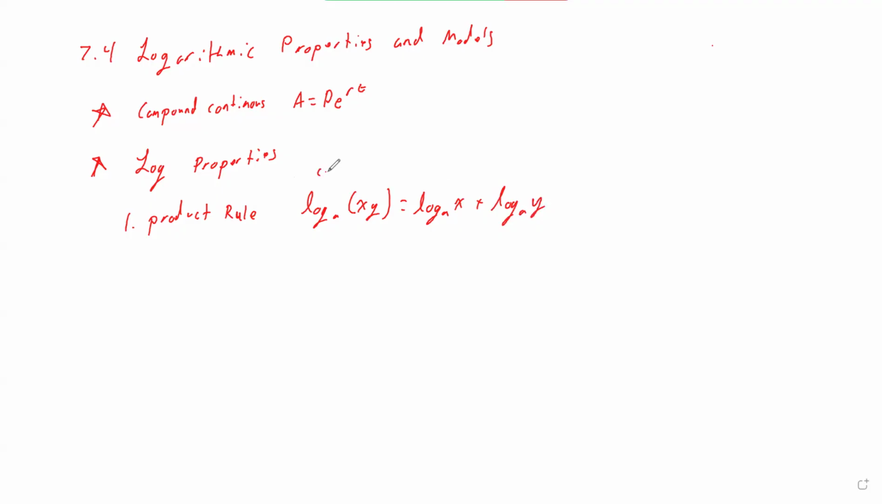So this would be condensed. This is the expanded form. And depending on how you can simplify and answer the question, one way might be better than the other. The next one is the quotient rule. That basically just states if I'm dividing two terms inside, I can separate it with subtraction.